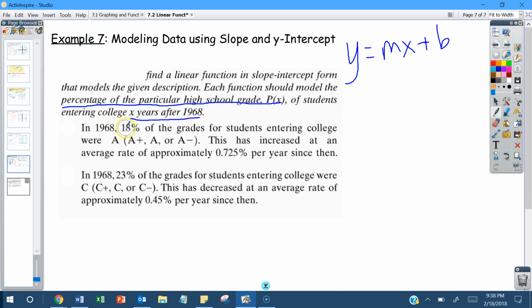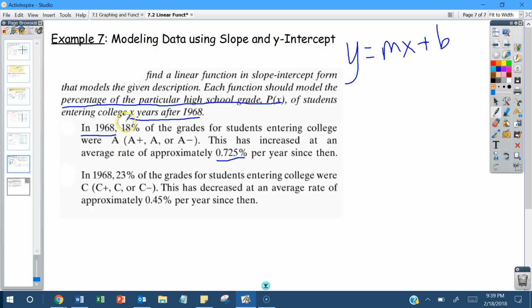So here's an example. In 1968, 18% of the grades for students entering college were A, including all these variations of A. This has increased at an average rate of approximately 0.725% per year since then. So what this is saying is in 1968, 18% of the grades were A's, and then it increased by this.